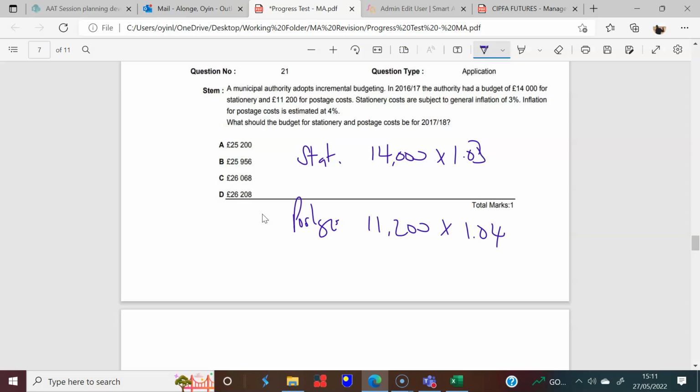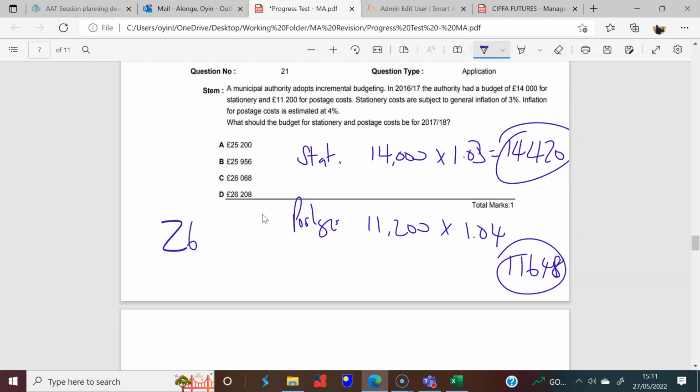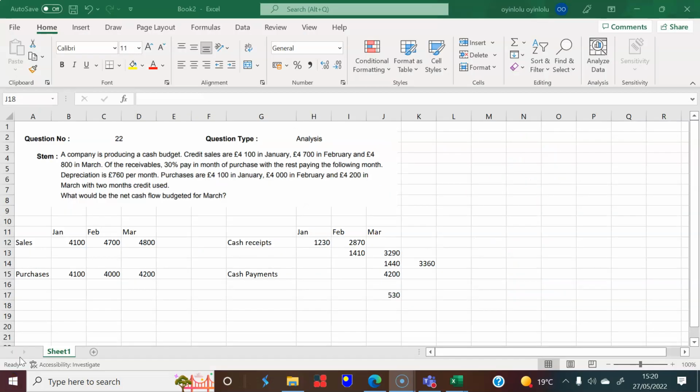So you have 14,000 times 1.03, which takes you to 14,420. And then you have your postage, which is 11,200 times 1.04, which takes you to 11,648. Add the two together, 14,420 and 11,648, and that takes you to 26,068. So that's a nice figure there, 26,068 at C. This is an interesting question because my answer wasn't in there, but the answer says not applicable. So I suspect there might be a problem with the question.